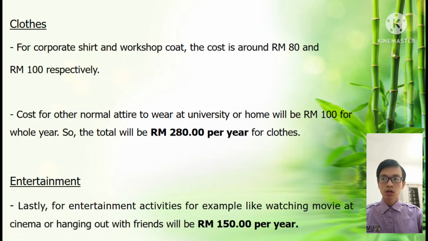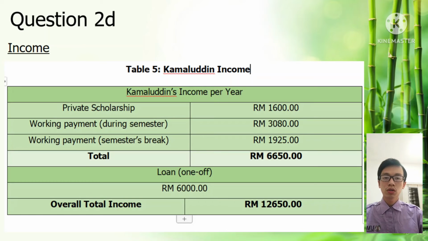Next, for the clothes section, for the corporate shirt and workshop coat that he needs to buy at the start of the semester, the cost is around 80 ringgit and 100 ringgit respectively. The cost for other normal attire to wear at university or home will be 100 ringgit for the whole year. So the total will be 280 ringgit per year for clothes. Lastly, entertainment activities, for example watching movies at the cinema or hanging out with friends, will be 150 ringgit per year.